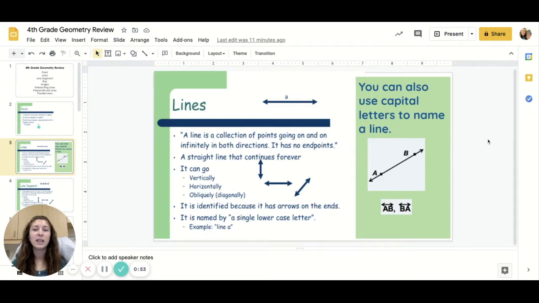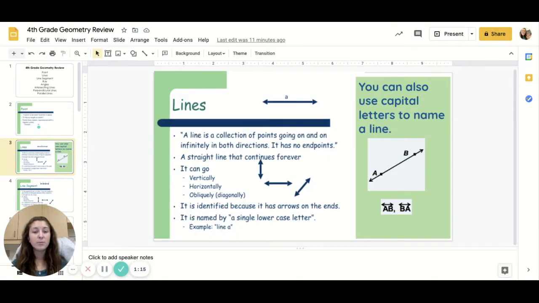Then we have lines, and I'm sure everybody could take a pencil right now and draw a line just like normal. But a line is a collection of points going on and on infinitely in both directions, and it has no endpoints. So they go each way forever and never stop. A straight line that can continue forever.